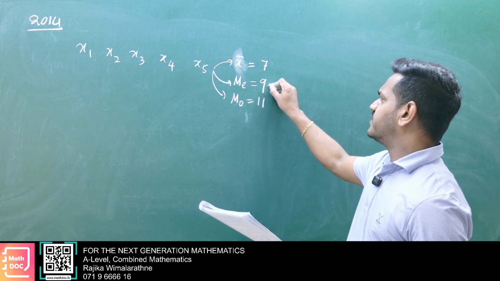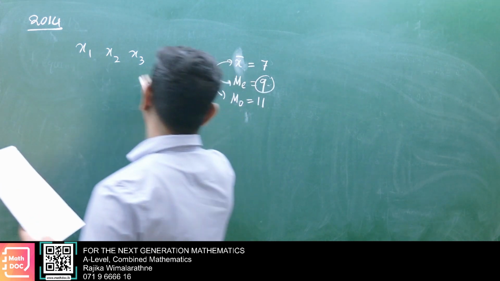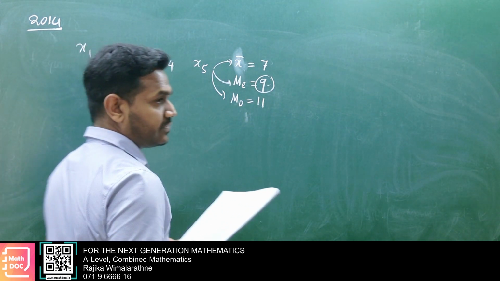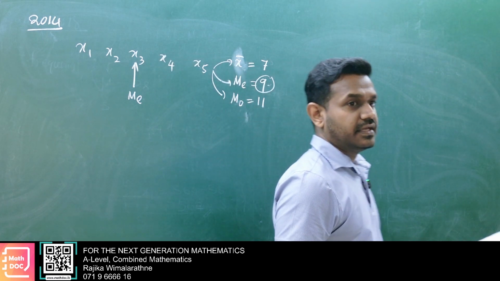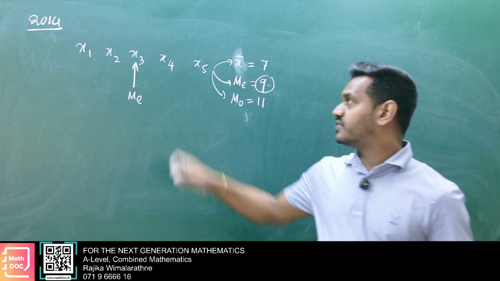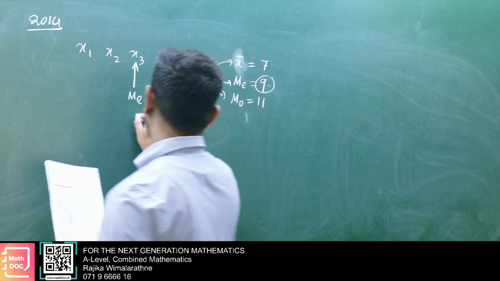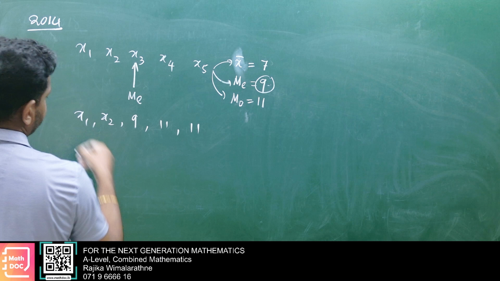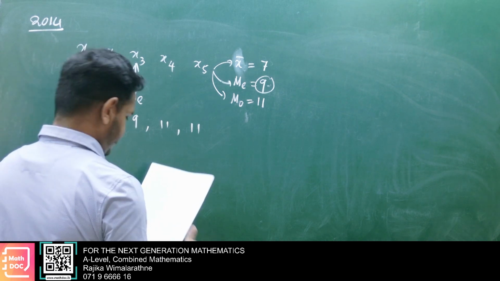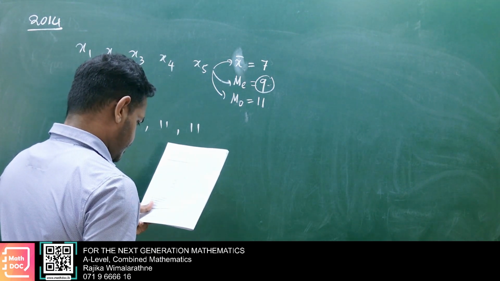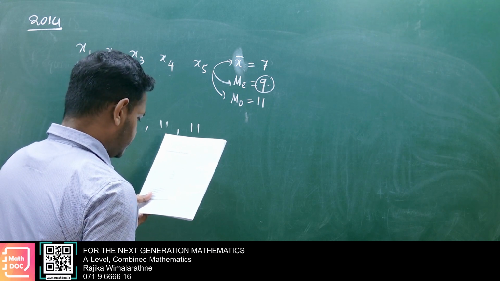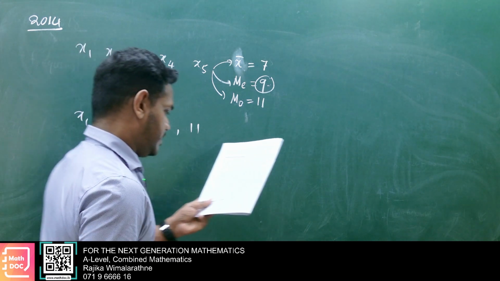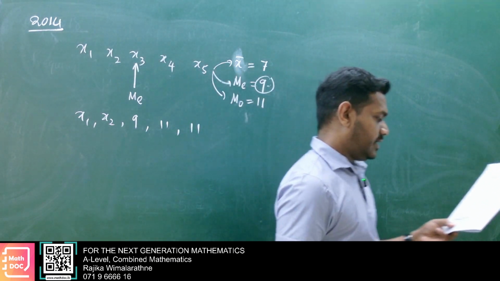So the median is the mid value, therefore x3 is the median, mid value 9. Then only one mode, 11. Therefore, these two will be 11. Therefore now 9, 11, 11, x1, x2. Find the largest observation and the smallest observation.